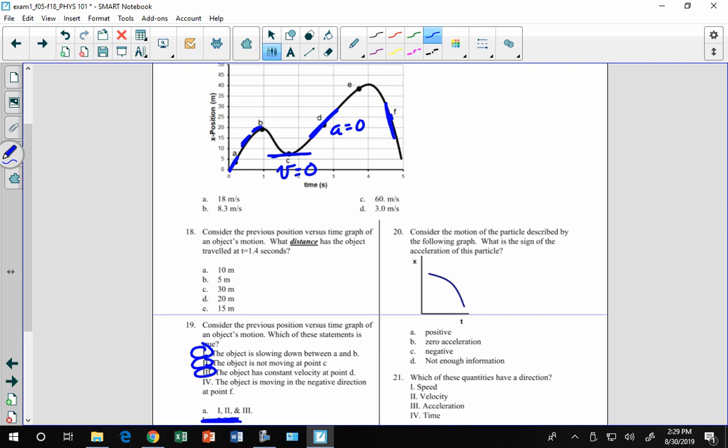Yes, because it has a negative slope. That means it has a negative velocity. That means it's moving, it has a velocity in the negative direction.